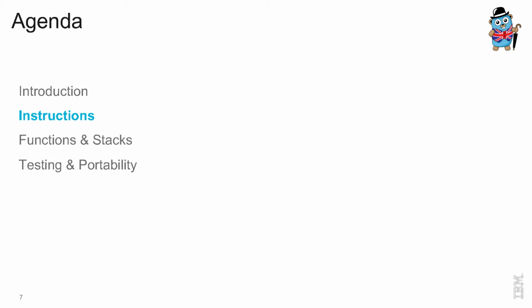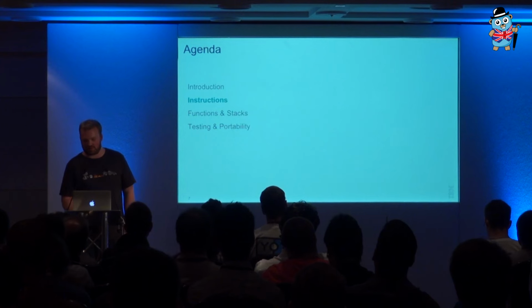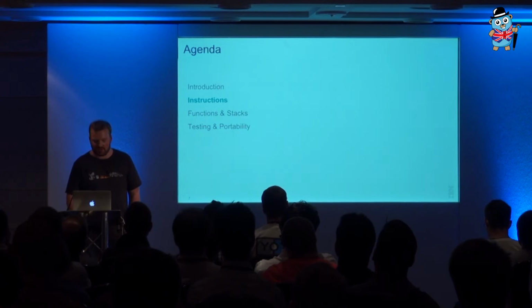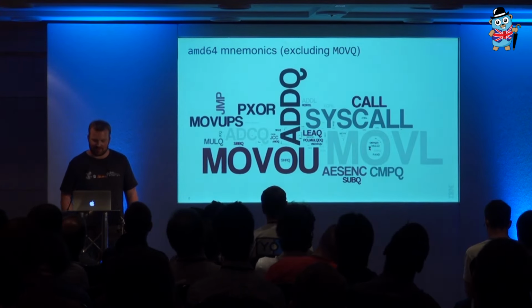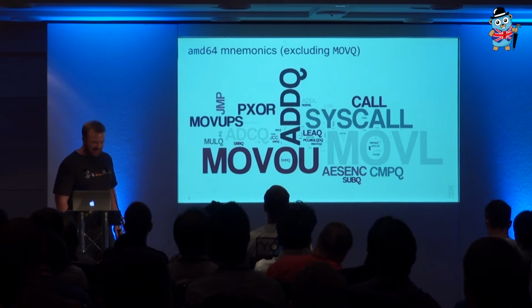Okay, so now I'll talk a little bit about instructions. What I've done here is I've put together some word clouds, because there are a lot of instructions, and I have nowhere near enough time to talk about them all. So I'll go through a few architectures that I've picked out, and I'll try to talk around the different instructions that they have. So this is the AMD64 mnemonics.